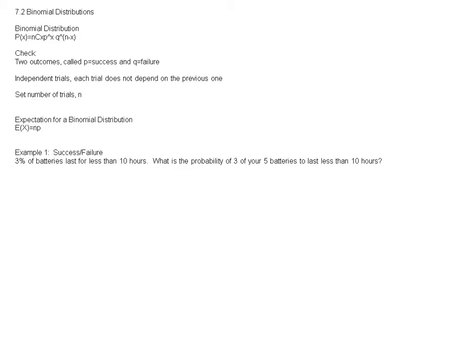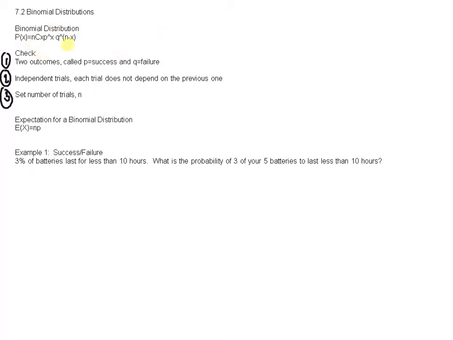This covers binomial distributions. It is an experiment that has two outcomes, and every single outcome is an independent trial. So each trial doesn't depend on the previous one, and the probabilities are not going to change. Also, there's a set number of trials, and they tell you that, okay?